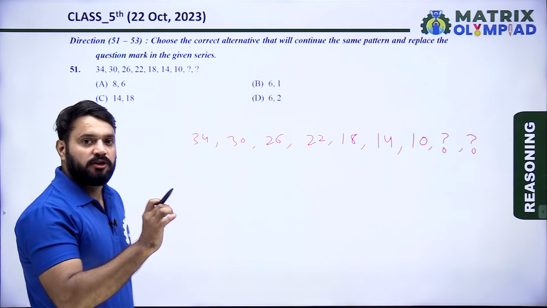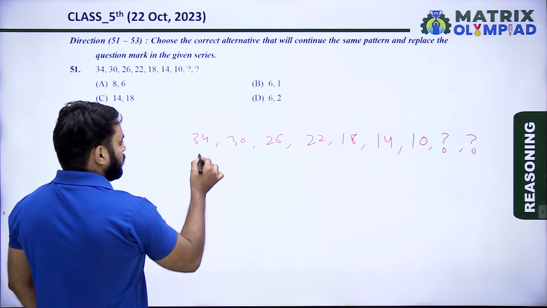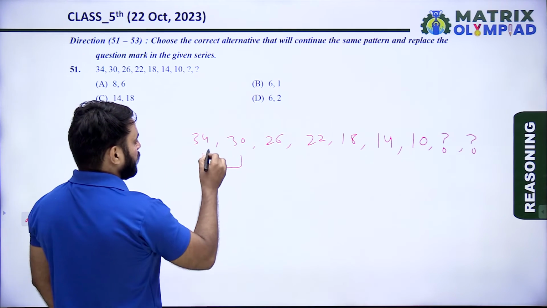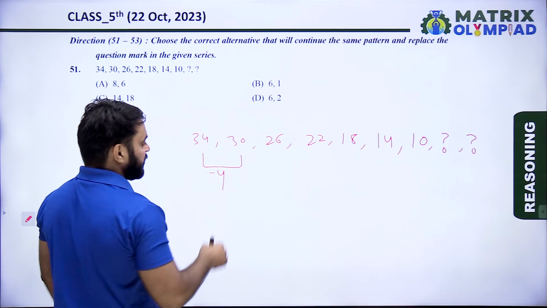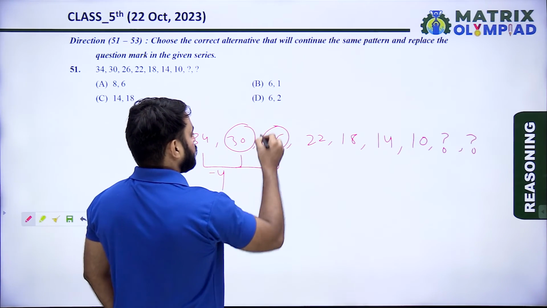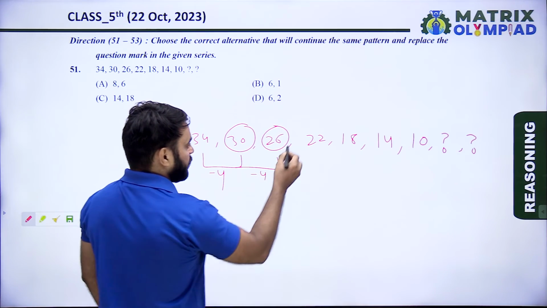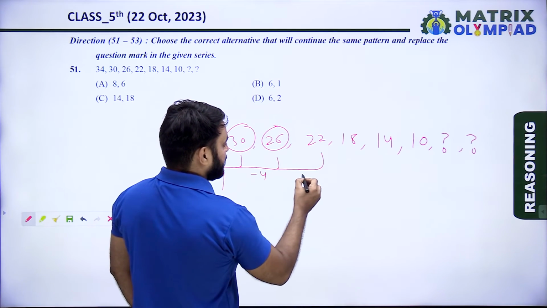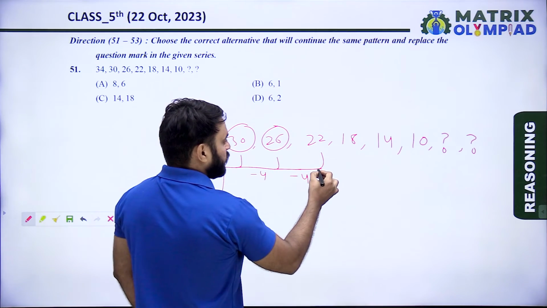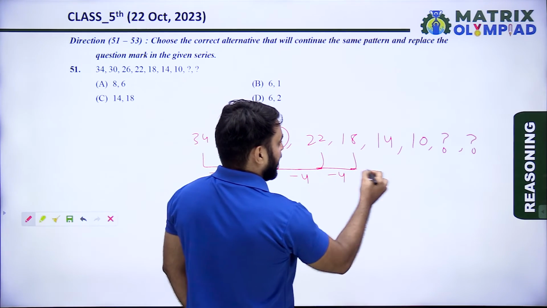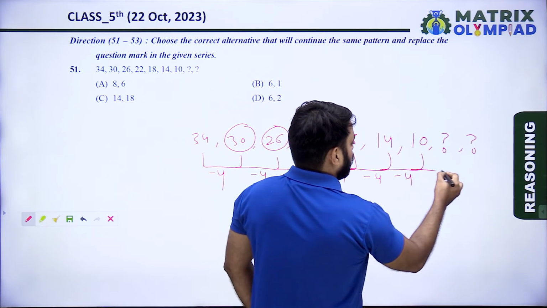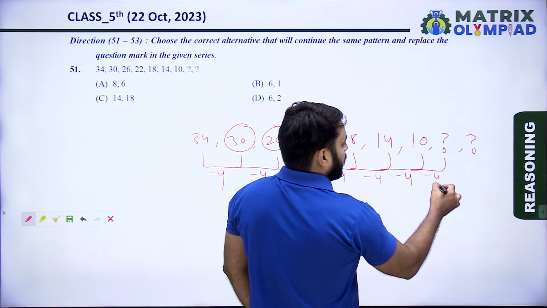So first find the pattern of the question. Find the difference between first term and second term. Here the difference is -4. Now again find the difference between 30 and 26, it is again -4. 26 minus 4 is 22. 22 minus 4 is 18. 18 minus 4 is 14. 14 minus 4 is 10. So similarly 10 minus 4 is 6.